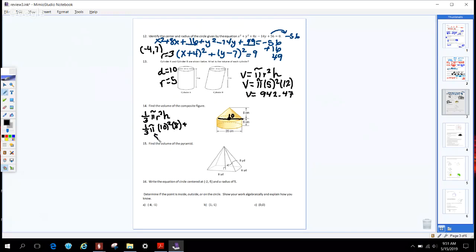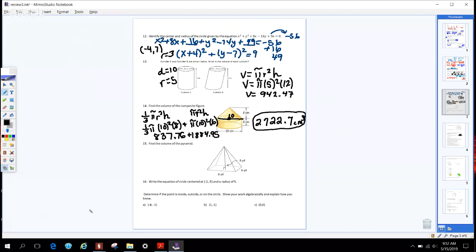So this becomes 837.76. The cylinder is pi r squared again times the height. So we've got pi times 10 squared with the height of 6. 10 times 10 times 6 times pi gives us this. And then add them up. Our final answer is 2,722.7, technically centimeters cubed because it's volume.